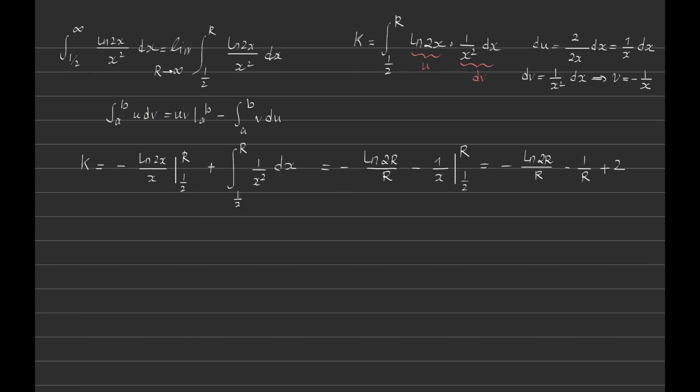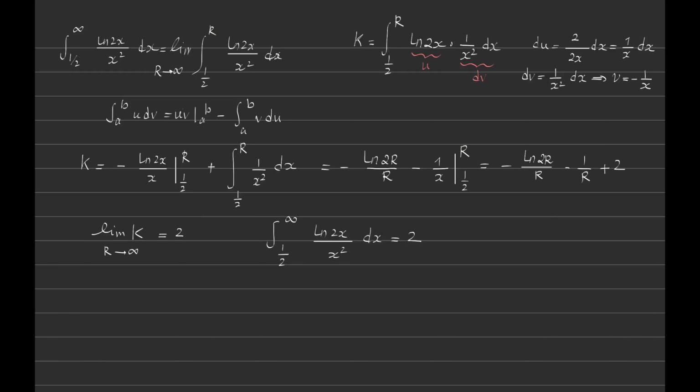Now I have to calculate the limit of this function as r approaches infinity. This limit becomes 0, this limit becomes 0, and then of course it is 2. So the limit of K when r goes to infinity is actually 2. This means that the integral from 1 over 2 to infinity of ln of 2x over x squared is convergent, and it converges to 2. So this means we are done.